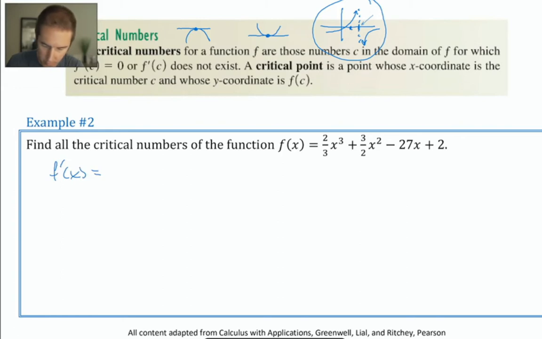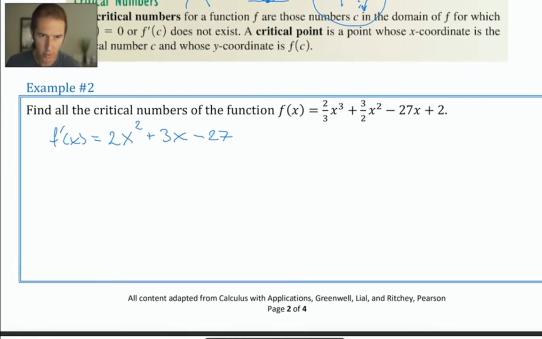F prime of x is equal to, I'm taking the exponent, multiplying it by the coefficient. 3 times 2/3 is just 2. Keep the variable, decrease the exponent by 1, plus, take the next exponent, multiply it by the coefficient. 2 times 3/2 makes +3. Keep the variable, decrease the exponent by 1, so it becomes a 1, minus, derivative of 27x is just 27. Derivative of the +2, our constant value goes to 0. Great, so this is our first derivative. Now we need to set this equal to 0.